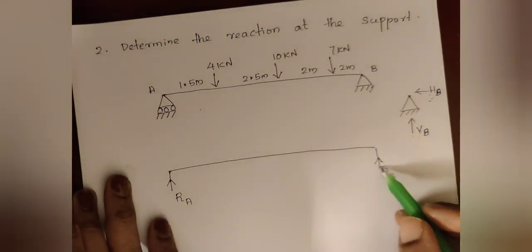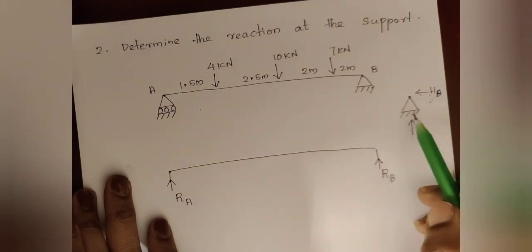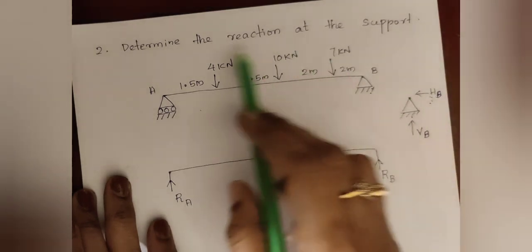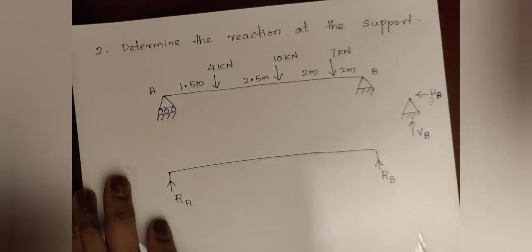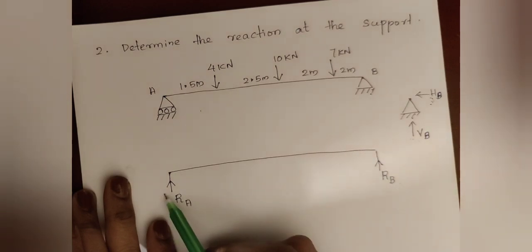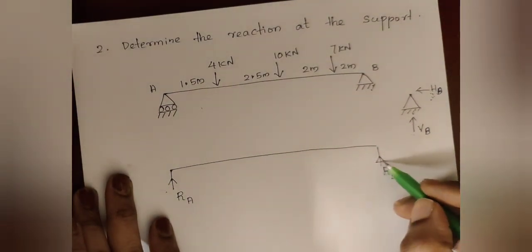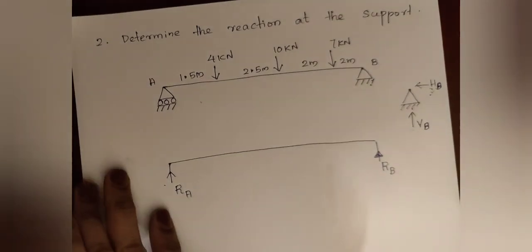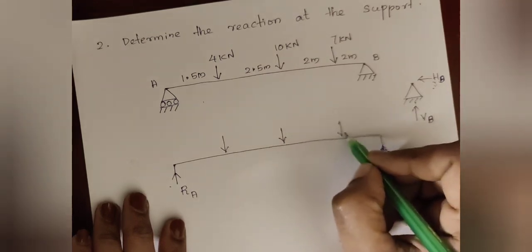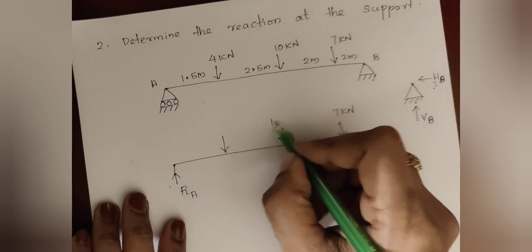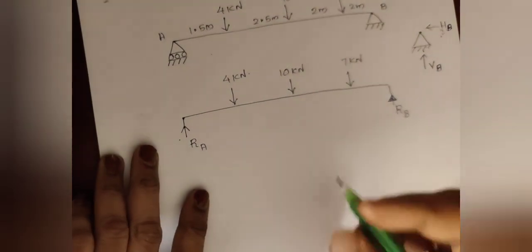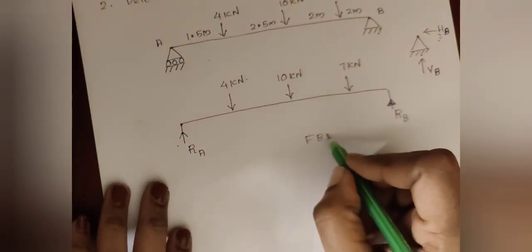So why are we taking this reaction as RB? This is actually a hinge. It is having two reactions, VA and HA. But when we refer to the external load, it is vertical. So hinge resembles the roller support, so it is having only one reaction, that is the vertical reaction. So now you have to mark all the external loads. This is 7 kilonewton, 10 kilonewton, then 4 kilonewton. So this is the free body diagram.